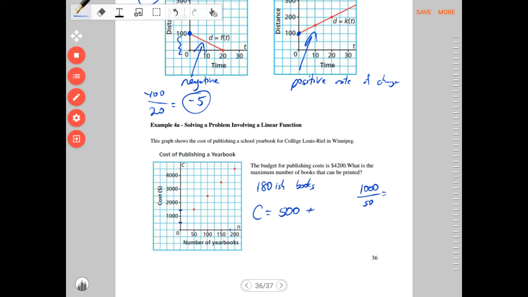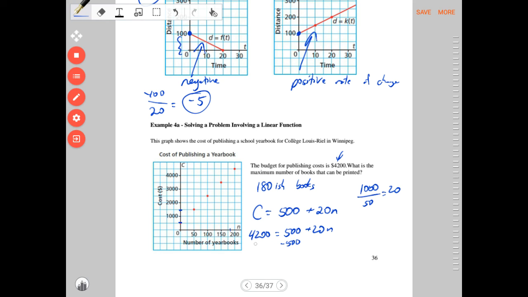So 1,000 divided by 50 is of course $20. So this is 20, and then I guess we'll call it N for number of yearbooks. That's the formula for our scenario: a flat rate of $500 and then $20 per book. If we know that we have a budget of $4,200, I can substitute $4,200 in for my cost, so 500 plus 20n, and we can solve this algebra equation.